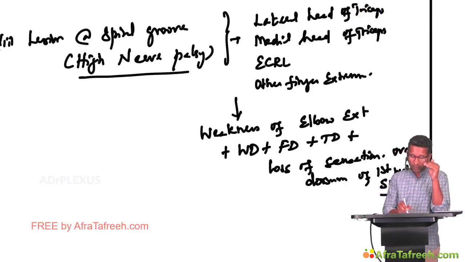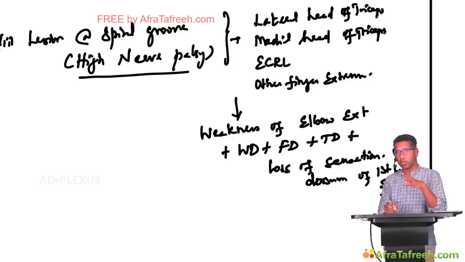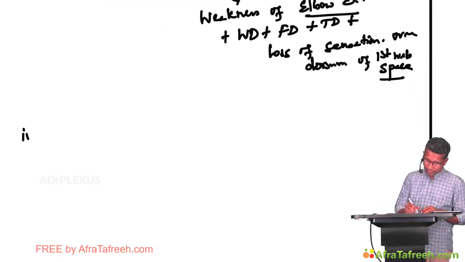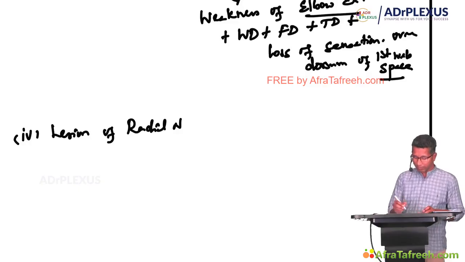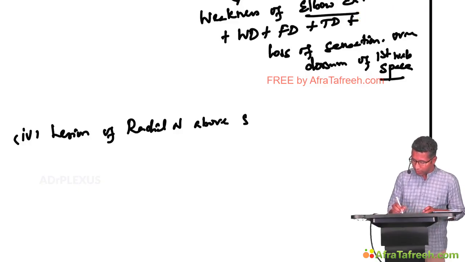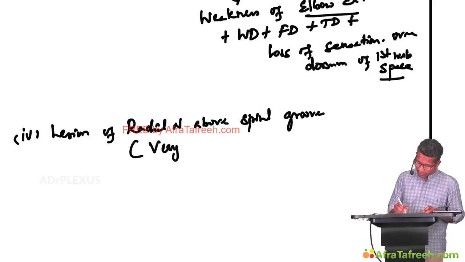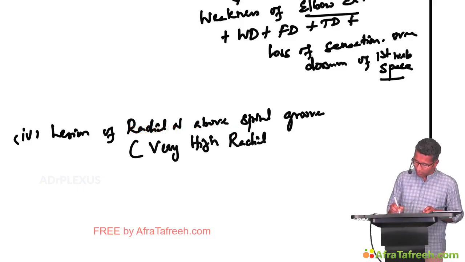A question will come: a patient with a high radial nerve palsy, what are all the things you will see, what are all the functions that will be lost? So there will be weakness of elbow extension along with the other drops. Okay, fine. So next is the last lesion, that is the lesion of the radial nerve above the spiral groove. Whenever there is a lesion of the radial nerve above the spiral groove, we call this a very high radial nerve palsy.